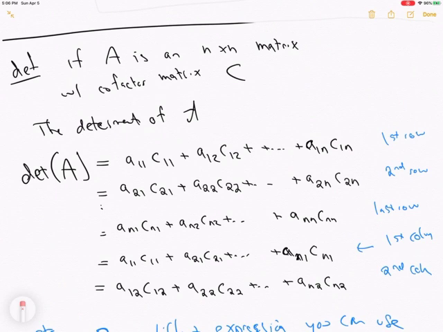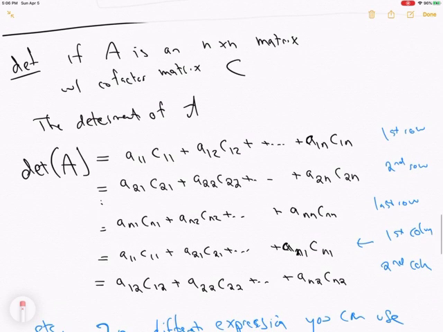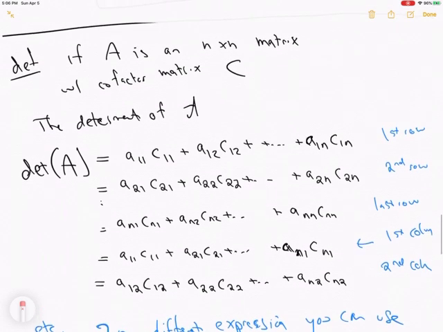Alright, so a quick review of the definition. If A is an n by n matrix with cofactor matrix C, then the determinant is obtained by expanding across either the first row, the second row, or any column, the result of just multiplying those corresponding entries. So multiply all the entries of the first row of the matrix A with the entries of the first row of its cofactor matrix, or multiply all of the entries of the second row of the matrix with the second row of the cofactor matrix.